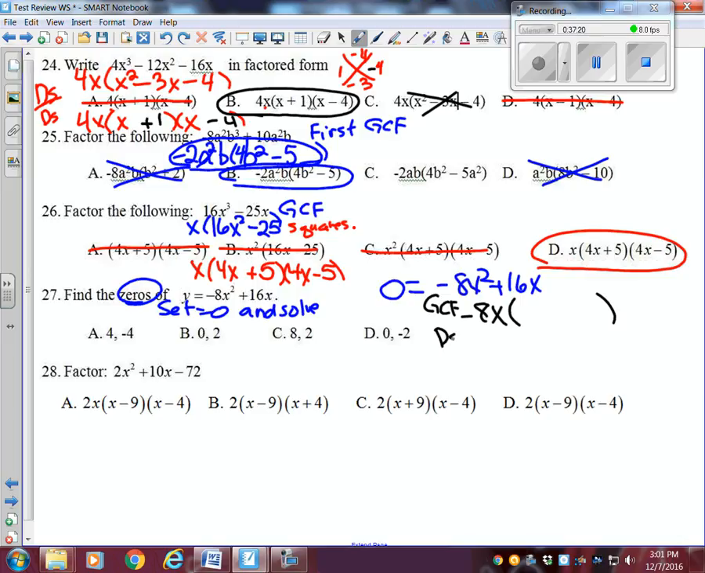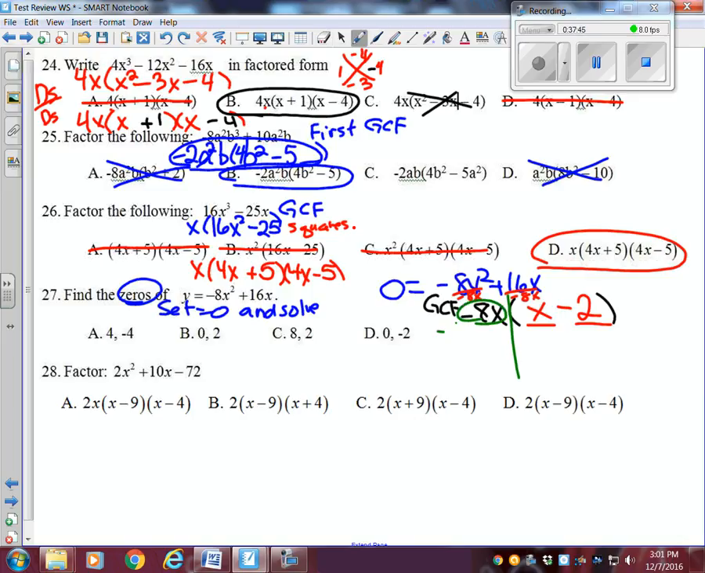Remember your D's. Divide the big numbers, subtract the little exponents. So it's like dividing by negative 8 and an x, dividing by negative 8 and an x. What's left goes here. It's going to be positive x. That's actually going to change to negative 2. Now I'm not finished because it says to solve. So that means I've got to split, set each equal to 0, and find 2 possible answers.